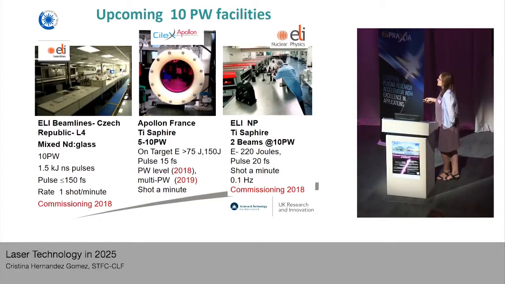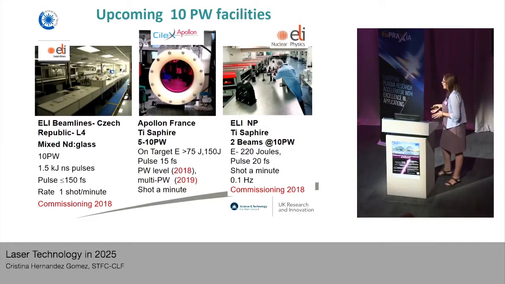The shot rate now, instead of being a shot every 20 minutes, is a shot a minute. They have changed the traditional geometry of a laser amplifier to be able to cool the material in a way that allows us now to fire at a faster repetition rate. Apollo in France is coming up at 5 to 10 petawatts, with a shorter pulse, 15 femtoseconds, again trying to fire a shot a minute. It's a Ti:sapphire system pumped by flash lamp pump lasers. And then, using another Ti:sapphire system, is ELI-NP. Now we have two beams operating at 10 petawatts, delivering pulses on the order of 20 femtoseconds and on the order of 200 joules, but again, one shot a minute.